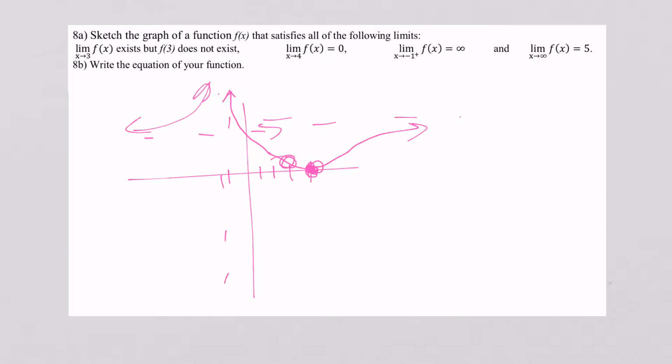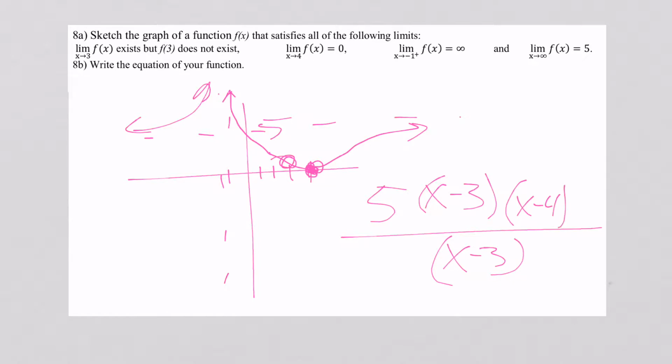So how do we do it? We got a hole at 3, so (x minus 3) over (x minus 3). We got a horizontal asymptote at 5, so there's that. We have an x-intercept at 4, x minus 4. It bounces, so square it. On the left, negative 1, x plus 1. The tails go together, so squared. There we have our function.